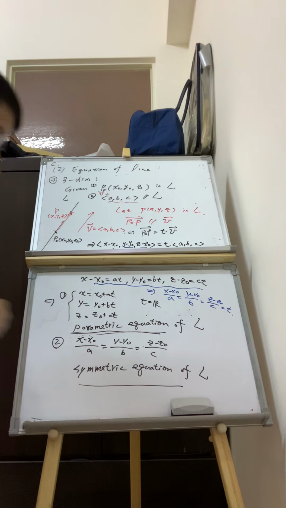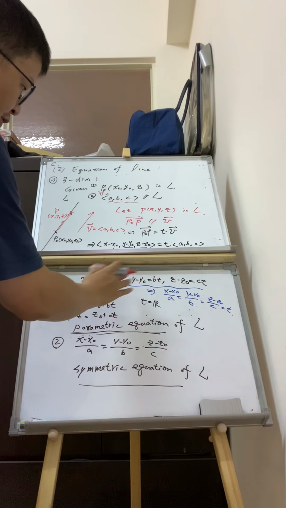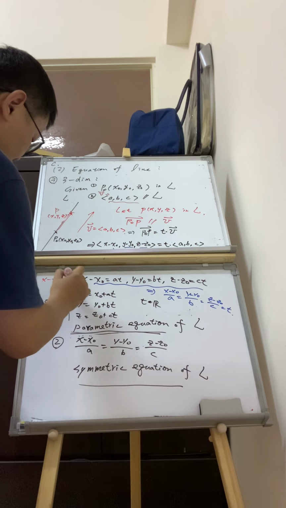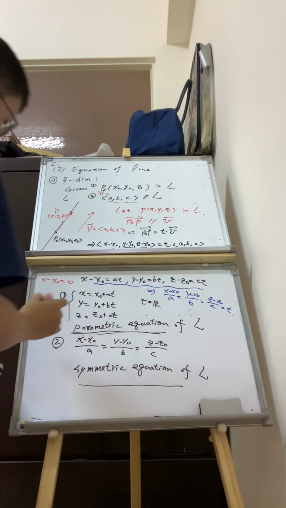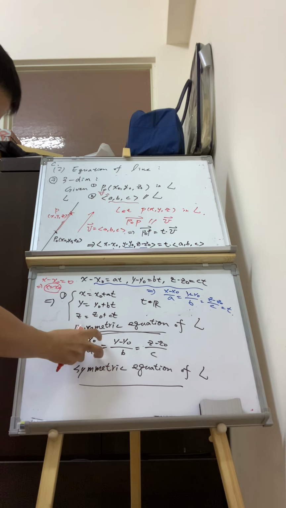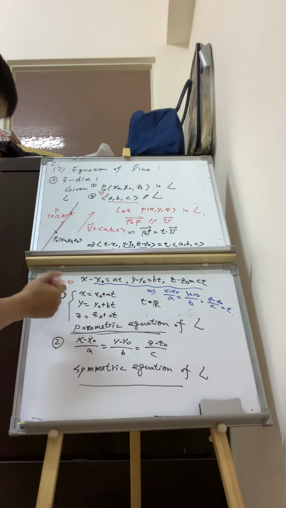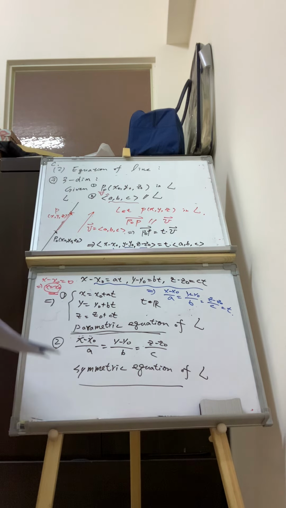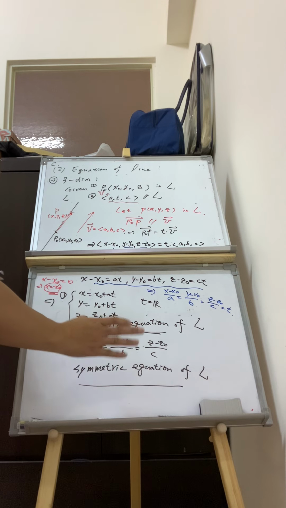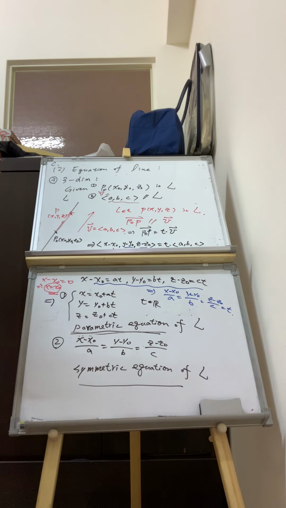Okay. And by the way, for the symmetric equation, if some scalar a or b or c equals 0, for example, if a equals 0, then x subtract x0 equals 0, so you will get x equals x0. So in this equation we don't have this term, but you should write down this one, x equals x0. Just to remind you. Okay, so it's called the parametric equation and symmetric equation of the line in the three-dimensional coordinate system.